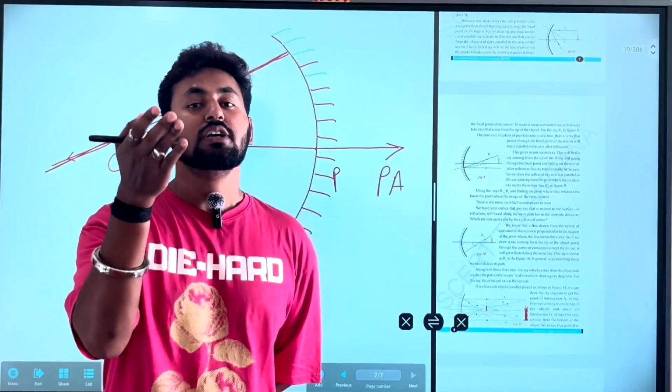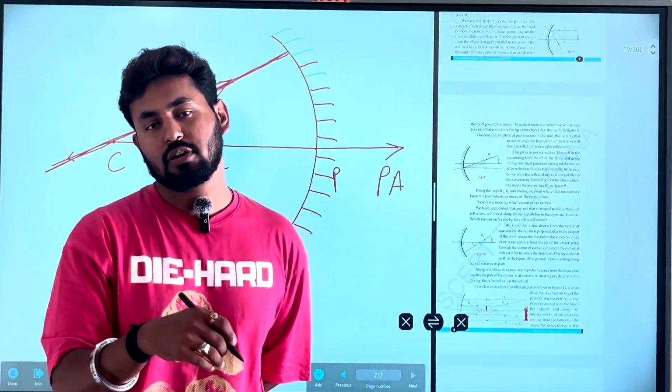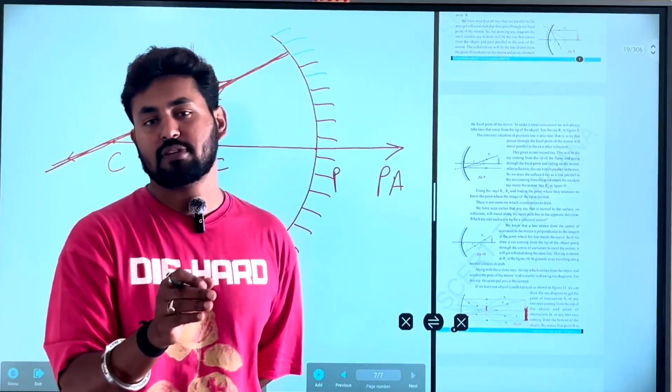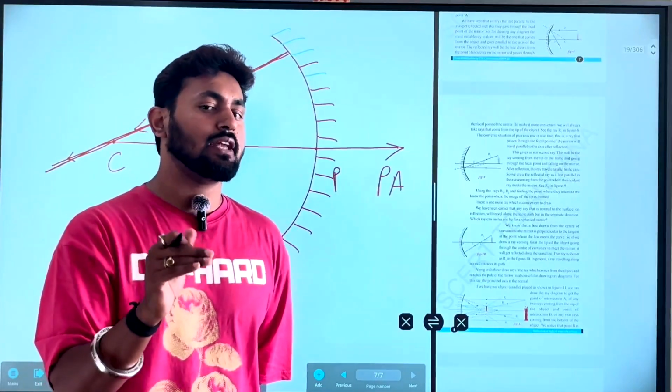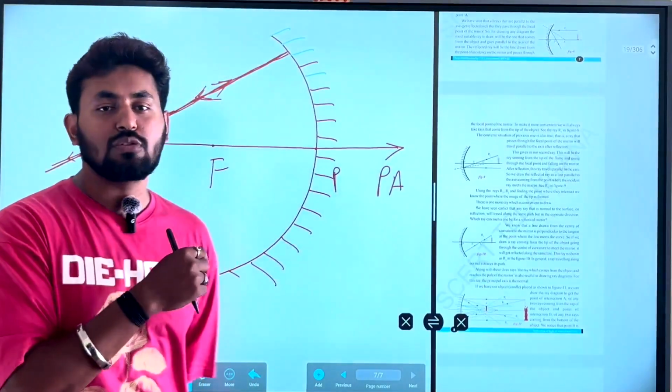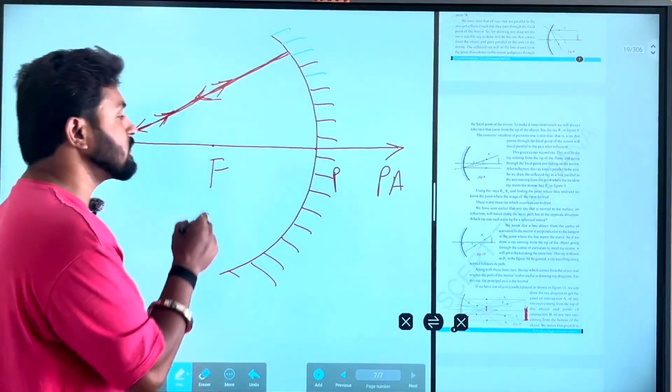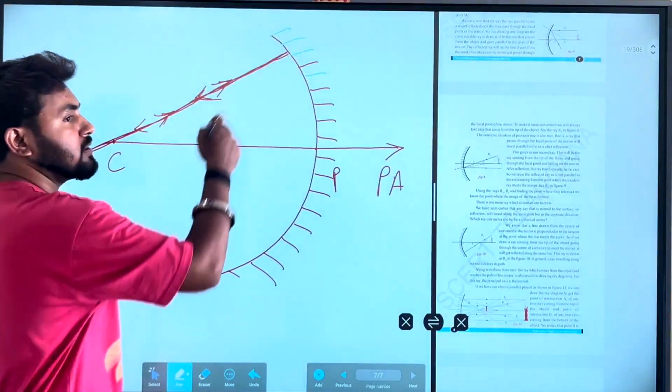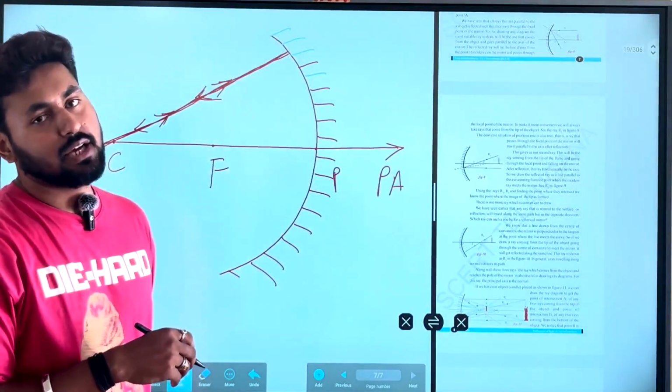If you are not able to get the definition, I request you all to turn on the English subtitles over here. You can turn them on and write the definition of the same. As I am repeating it once again, the third rule says that if a ray of light passes through the center of curvature, after striking the mirror, it will retrace its own path.